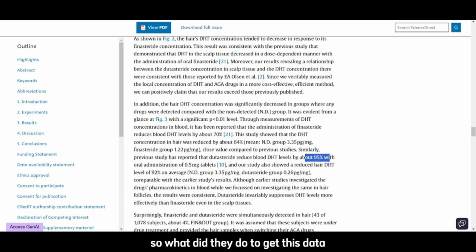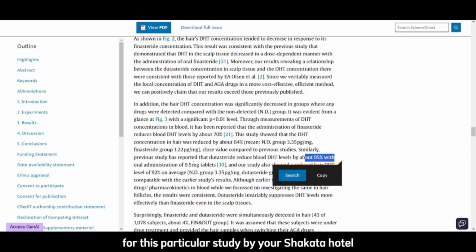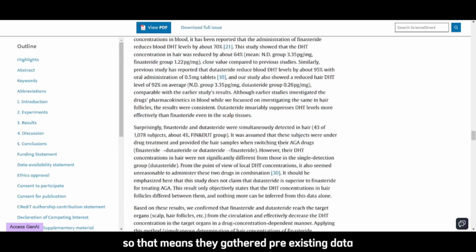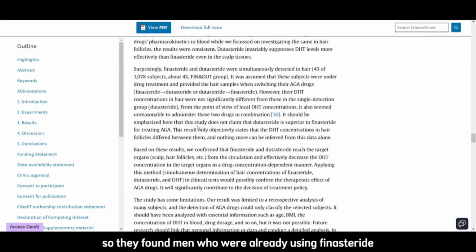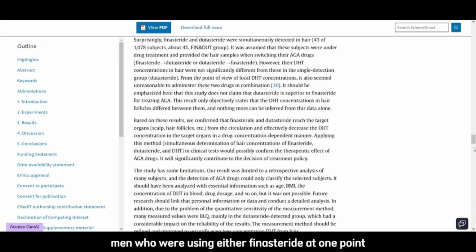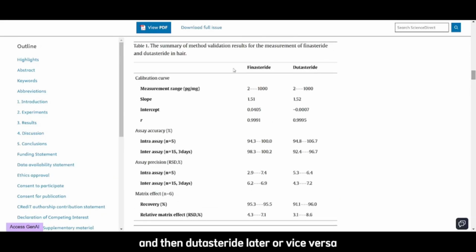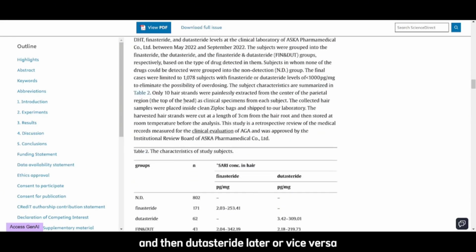So what did they do to get this data for this particular study by Yoshitake Hobo et al.? Well, it's retrospective, so that means they gathered pre-existing data. So they found men who were already using finasteride, already using dutasteride, men who were using either finasteride at one point earlier within a year and then dutasteride later, or vice versa.